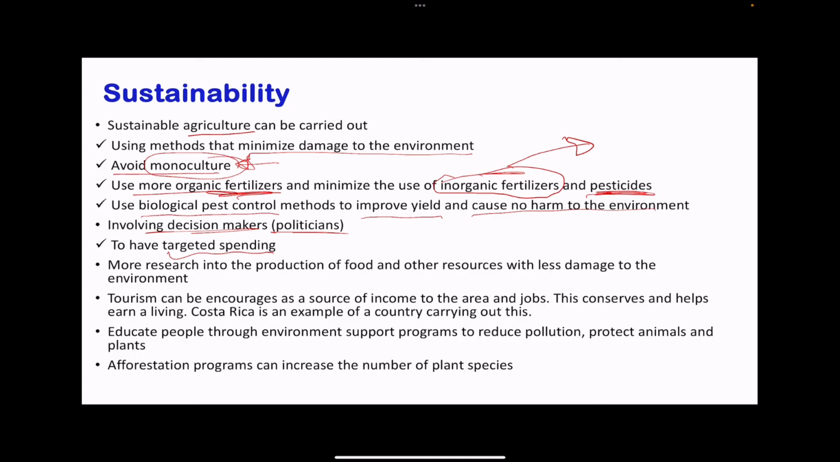And again, to attain sustainability, we have to carry out more research in the production of food and other resources that cause less damage to the environment. There are some countries like Costa Rica where tourism has been encouraged as a source of income, and in doing so, the people are working harder to ensure the biodiversity is maintained. You could also educate people through environment support programs to reduce pollution, protect animals as well as plants, and again, afforestation can be carried out in order to increase the number of the habitats as well as species of plants, and so on, over a longer period of time.